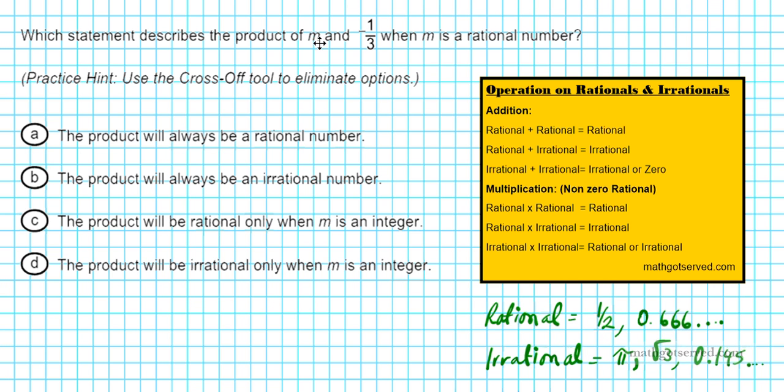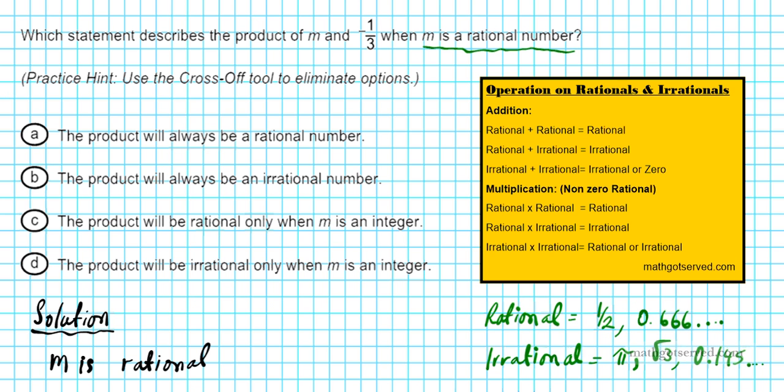Okay, so in this case, m is classified as what? Let's take a look at the solution to this problem. How would you classify m? M is rational. Now, how do we know that m is rational? It's stated in the problem, as indicated here, that m is a rational number.